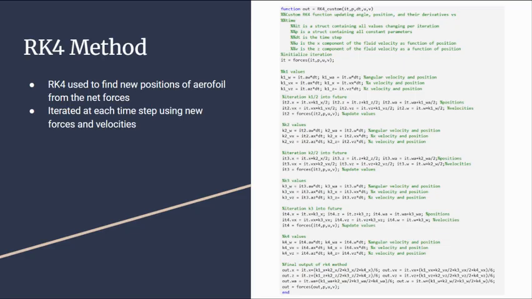Altogether, spline-based airfoil geometry, thin airfoil theory, the drag approximation, and RK4 integration form a complete pipeline that lets us simulate the flight behavior of the wing cross-section over time.